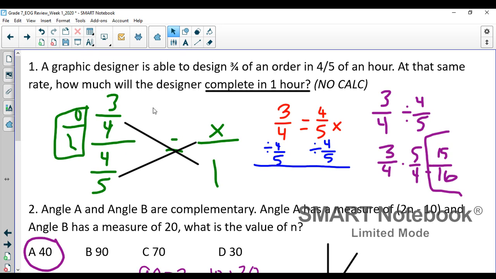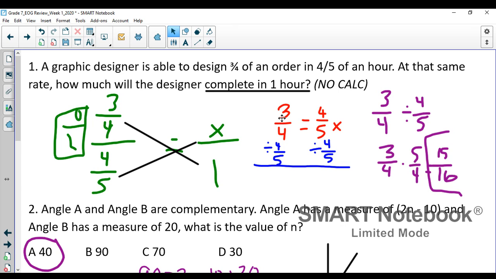That's my ticket. And I made my ticket right here. Order 3/4, hour 4/5. At that same rate, how much will the designer complete in 1 hour? I'm keeping track of hours on the bottom. So I cross multiply. 3/4 times 1 is 3/4. 4/5 times x is 4/5 x. So I have 3/4 equals 4/5 x.